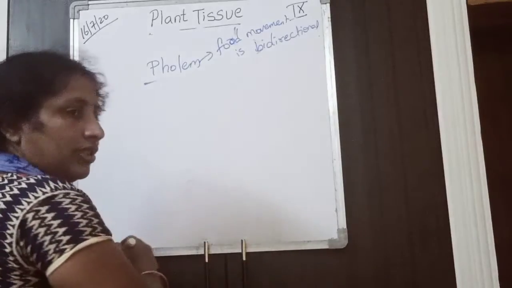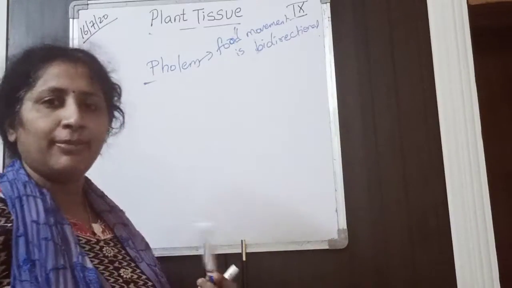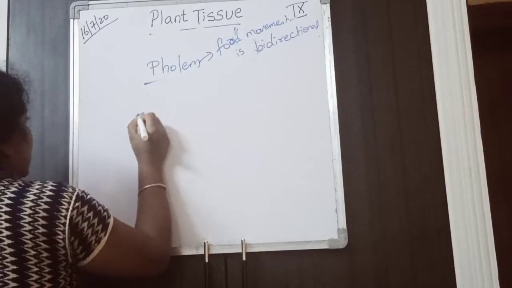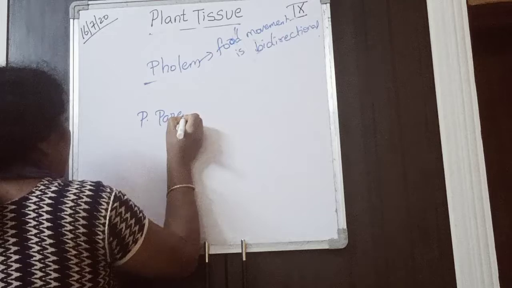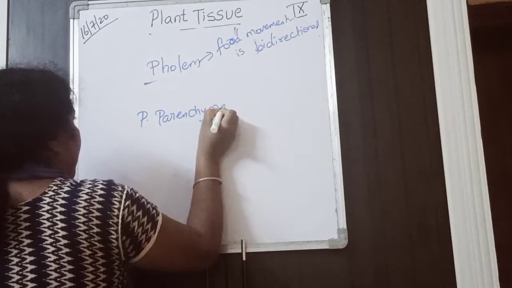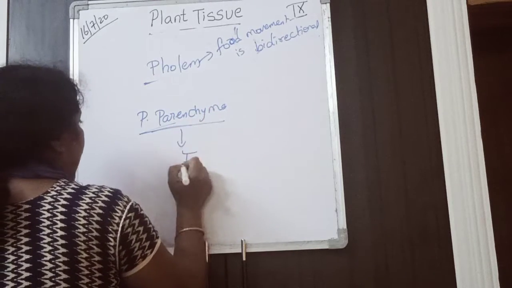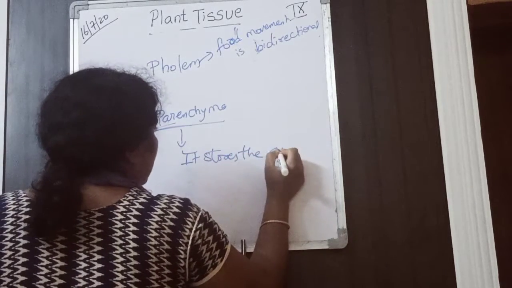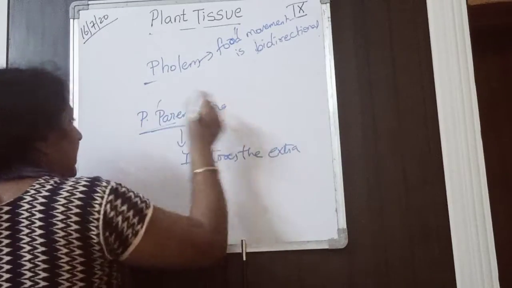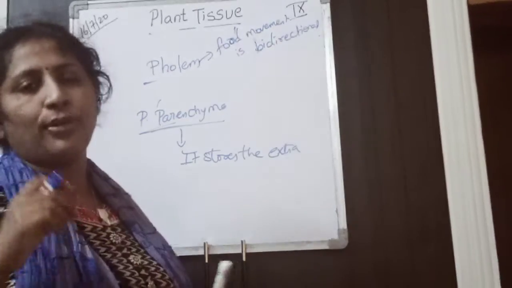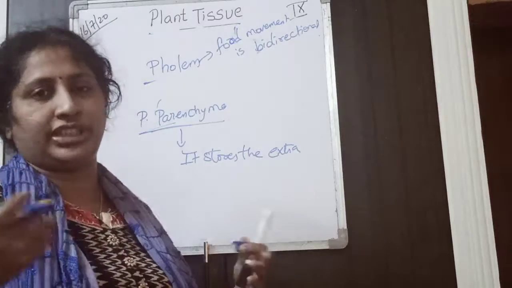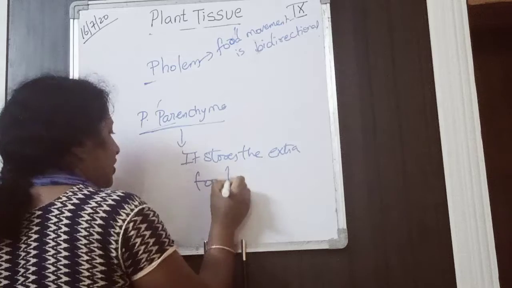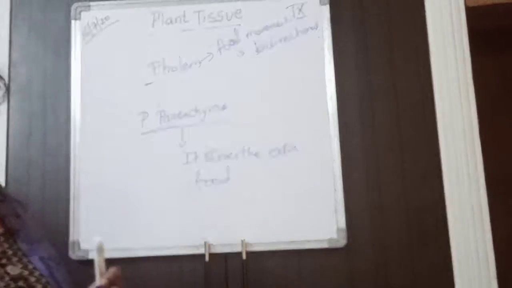Now coming to phloem parenchyma. What is the function of phloem parenchyma? It stores the extra food. I already told, if you see the word parenchyma, mostly it is related with the storage of food. The function of phloem parenchyma is storing of extra food.